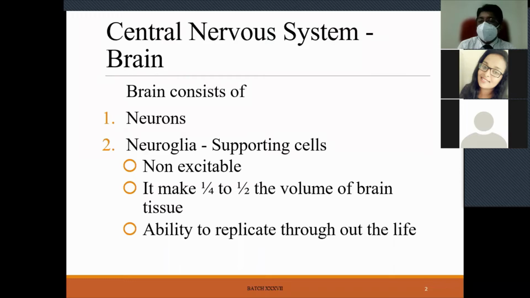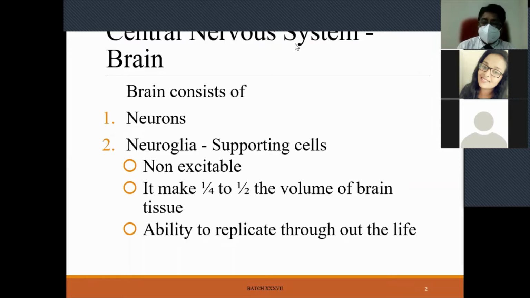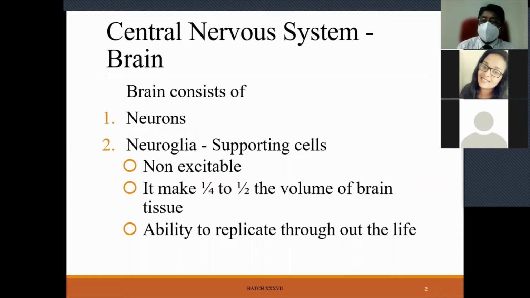We said that the neuron has a cell body, the axon and dendrites. So the cell body is in gray color and the axons are in white color, so that in the brain you can see the gray area and the white area.